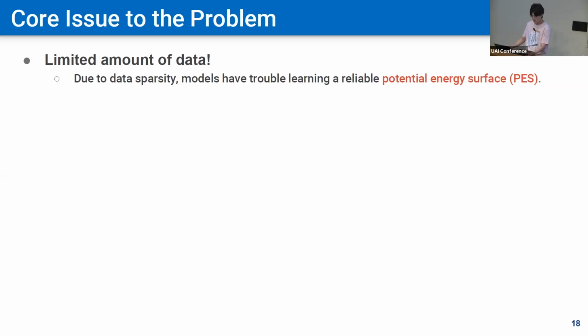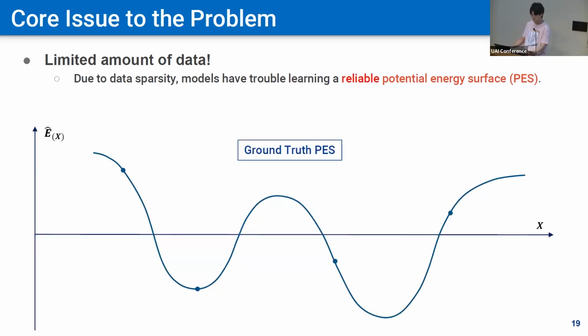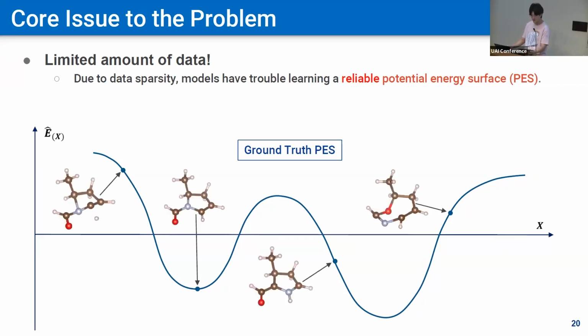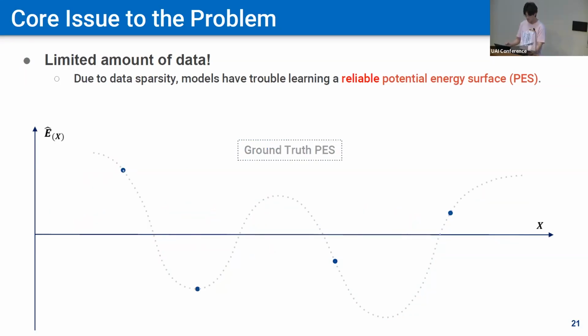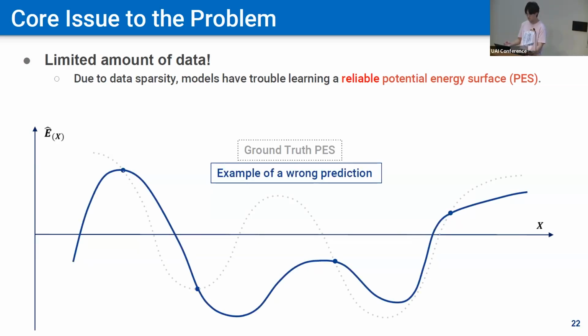The core issue is that we have such a limited amount of data points, but the chemical space the model has to search is vast. For example, we have a ground truth potential energy surface for a certain composition. Here, the structures and energies are given, and the model tries to predict the ground truth energy PES. However, due to the enormous degrees of freedom, the model is likely to estimate a meaningless energy surface.